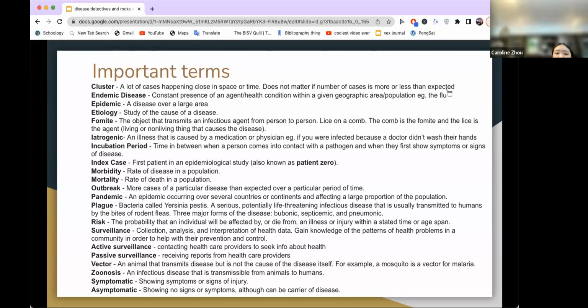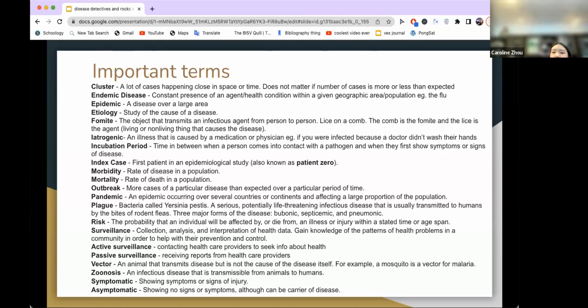Risk is the probability that an individual will be affected by or die from an illness or injury within a stated time or age span. You calculate this with a certain formula that I will show you later. But it's basically how likely you are to get a disease based on what you did.